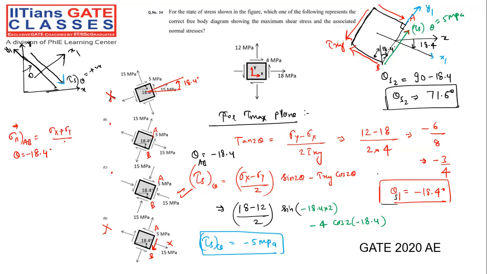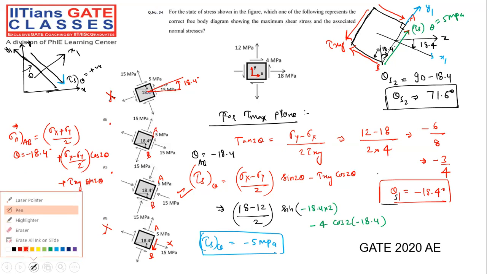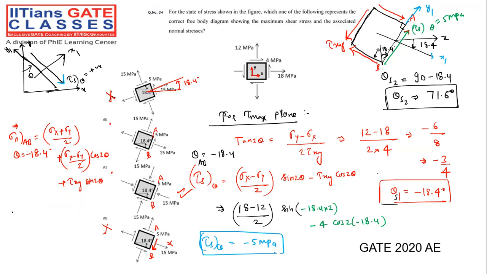Sigma x plus sigma y by 2 plus sigma x minus sigma y by 2 cos 2 theta plus tau xy into sin 2 theta. When you put the values, theta will be minus 18.4, and with sigma x and sigma y, you will get sigma n as plus 15 megapascal. Plus means away from the cross section. Option B will be correct.